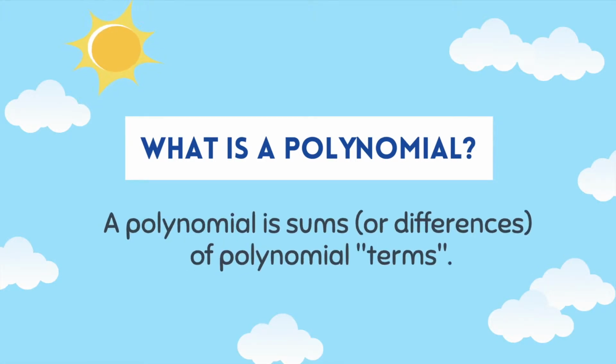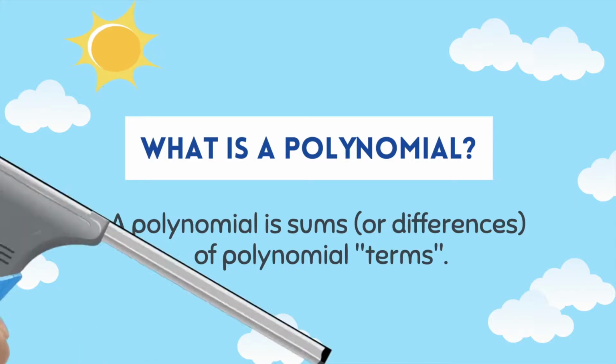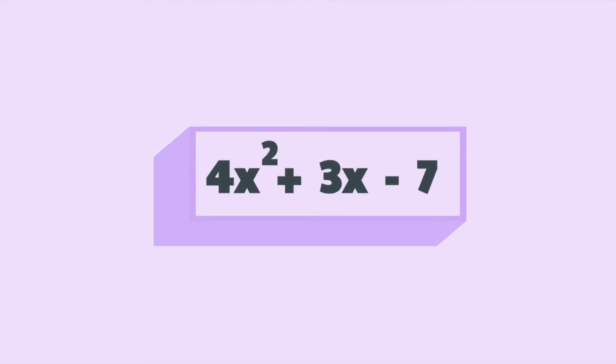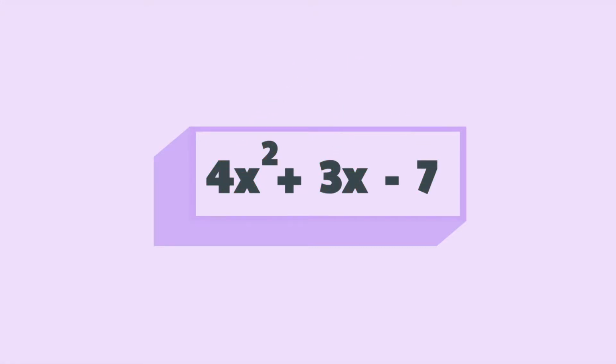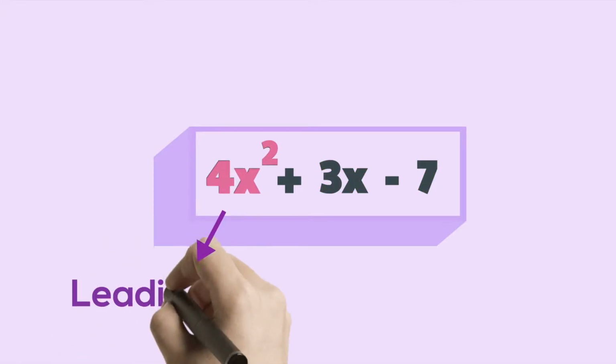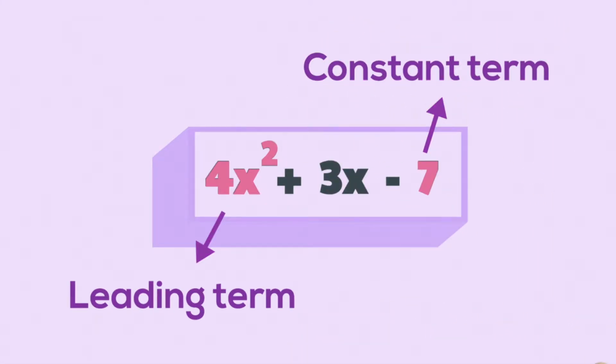A polynomial is sums or differences of polynomial terms. 4x squared is a term. Also 3x and minus 7 is also a term too. 4x squared is a leading term, while minus 7 is a constant term. Now remember these two vocabularies: leading term and constant term.